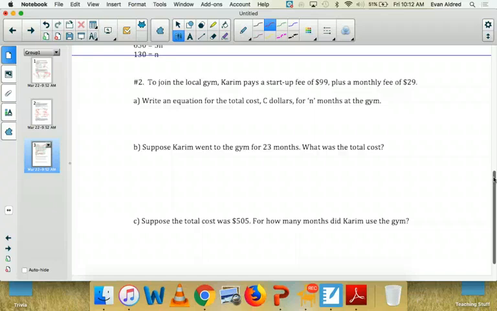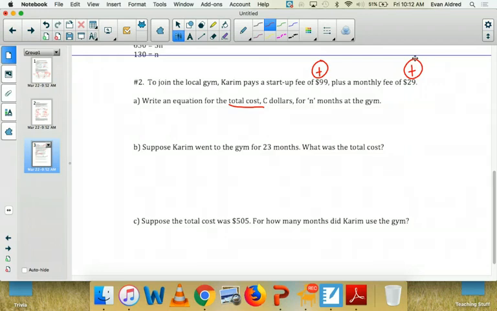To join the local gym, Kareem pays a startup fee of $99 plus a monthly fee of $29. Well, we are trying to find the total cost. This is going to affect his cost. That's going to affect his cost. It's not like the problem before where something went for the profit and something went against the profit. He's paying $99. That's a cost. And every month he's paying $29. That's also a cost. So everything here is a cost.